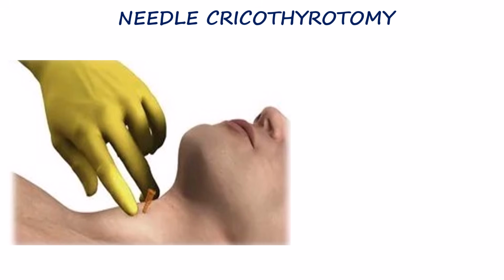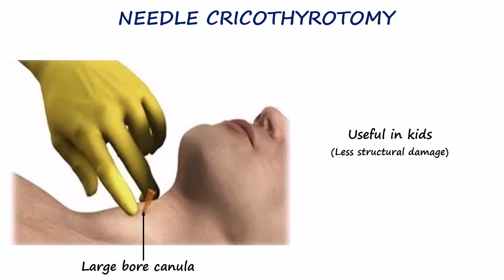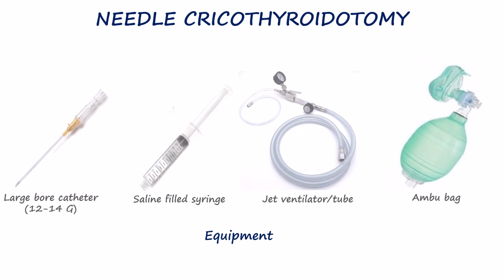Needle cricothyroidotomy is another method of establishing front of neck access. It creates a temporary airway by inserting a large bore cannula through the cricothyroid membrane into the trachea. This technique is often useful in infants and children because it carries a lower risk of airway damage compared to surgical cricothyrotomy. The equipment required includes a 12 to 14 gauge angiocatheter, a 3 to 10 milliliter syringe filled with saline, and high-pressure oxygen tubing for jet ventilation or a bag valve mask device.